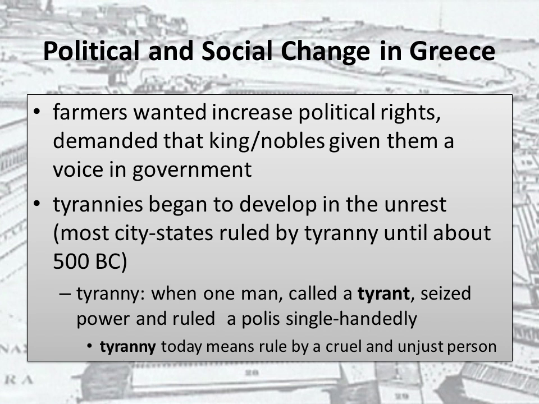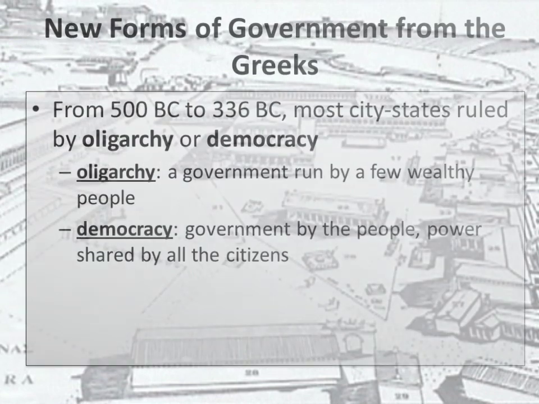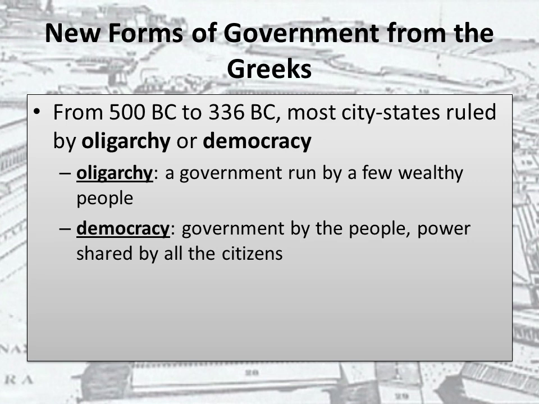Today, we still use the word tyranny. We use it to mean someone who's a cruel or unjust person who's ruling or who has power. However, those tyrannies did not last for long. Starting in around 500 BC until the fall of ancient Greece around 336 BC, most city-states were ruled by either an oligarchy-style government or a democracy-style government.